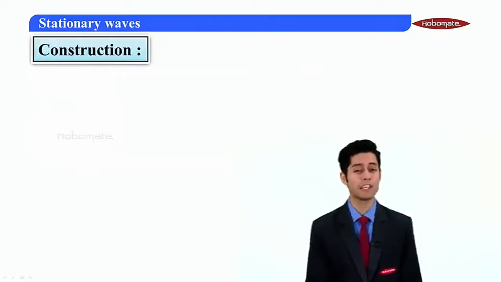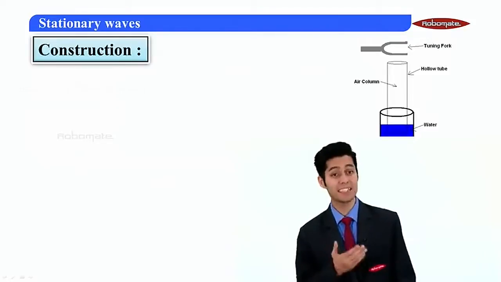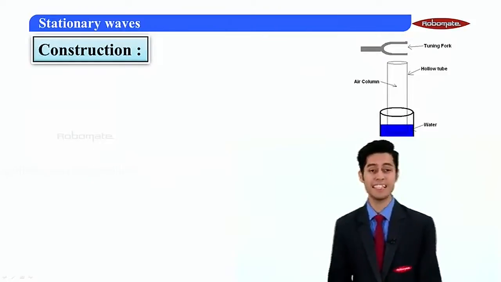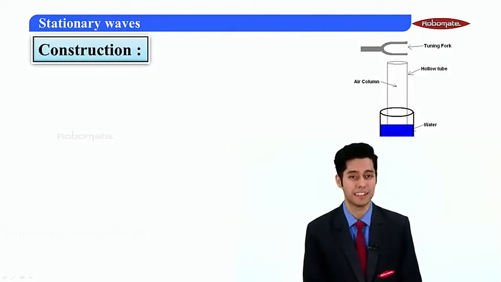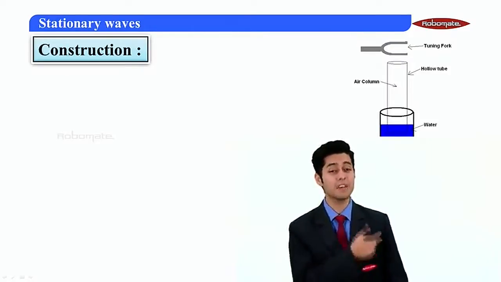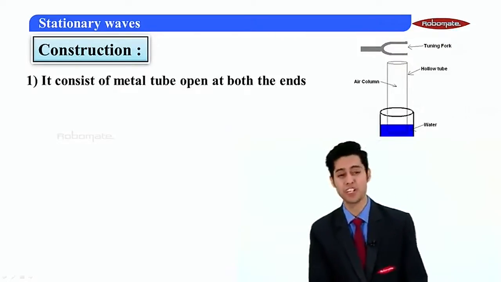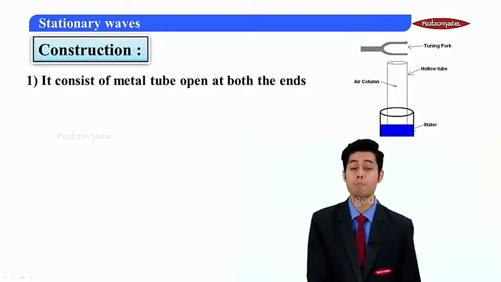To move ahead with the experiment, let us understand the construction in detail. When I see this diagram of the construction, I can see that there is a tuning fork, there is a hollow tube with an air column, and there is water. So to understand the construction in detail, we need to go ahead point by point.